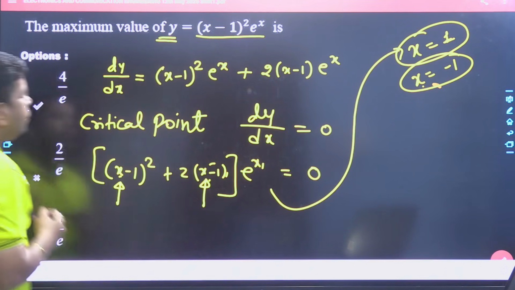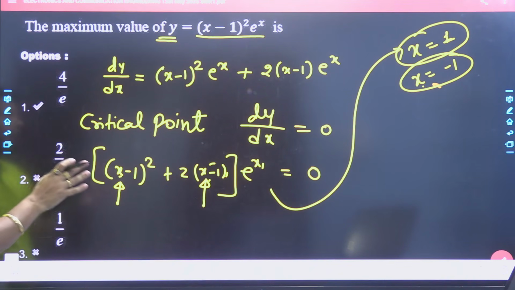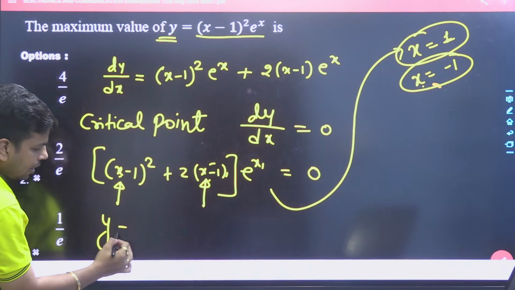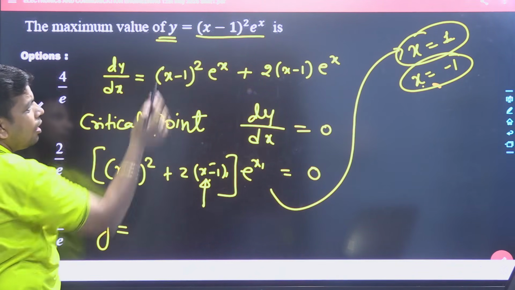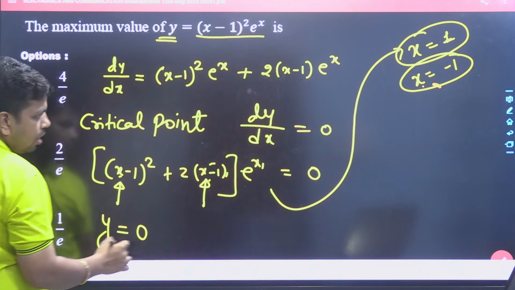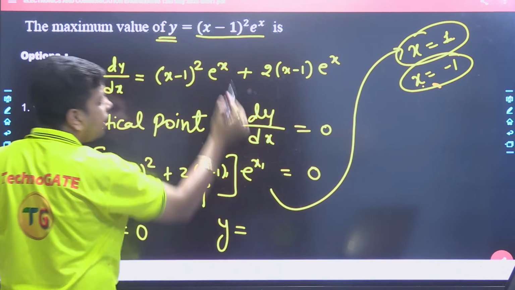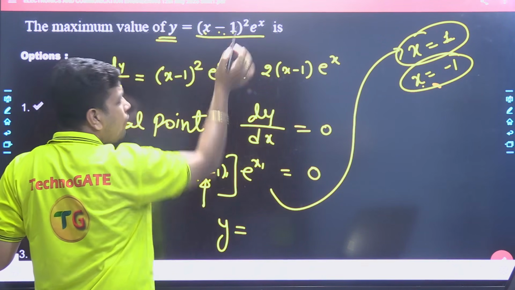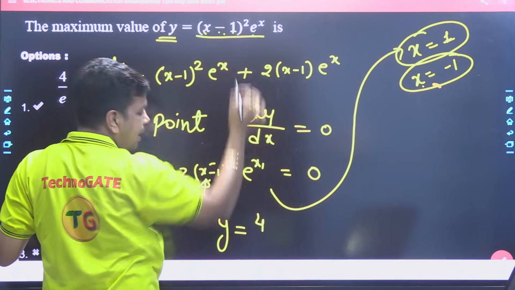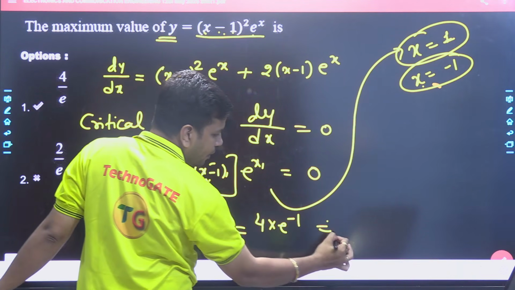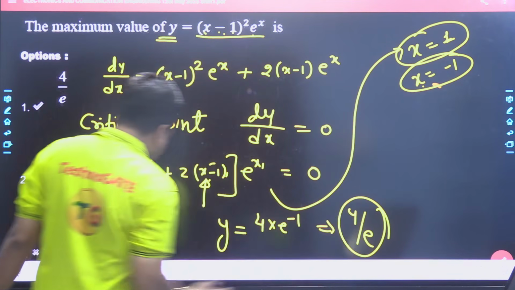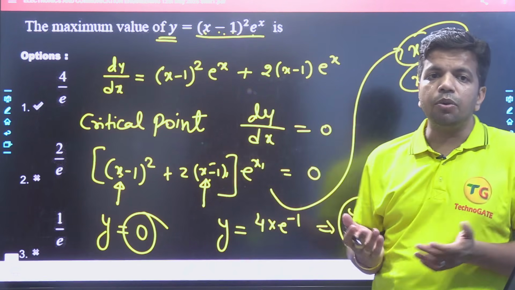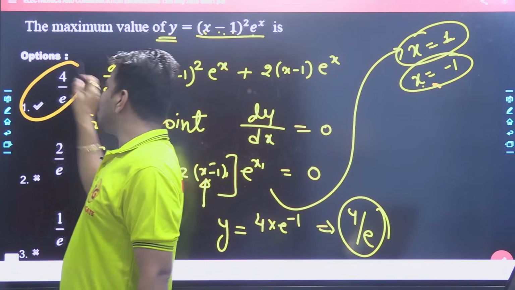Okay. Now see what we can do here. If you want to find the value at x equals 1, just put the value in the equation. So y at x equals 1 becomes 0, and at x equals -1, the value of y is what? Just put -1 here. So -1 minus 2 squared becomes 4, and this is e raised to -1. So we can say that this becomes 4 by e. So one term you got as 0 and another term that you got is 4 by e. So which one is the maximum value? Simply we can say that 4 by e is the maximum value.